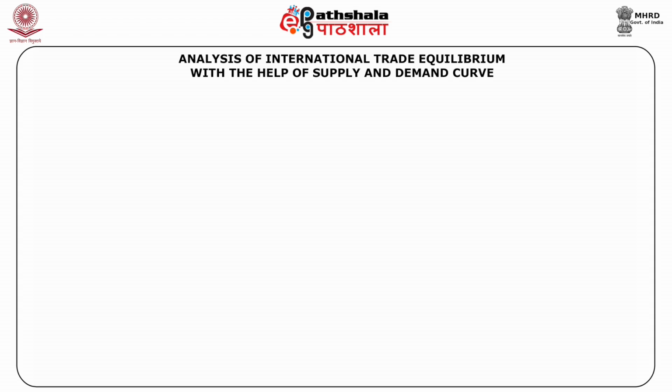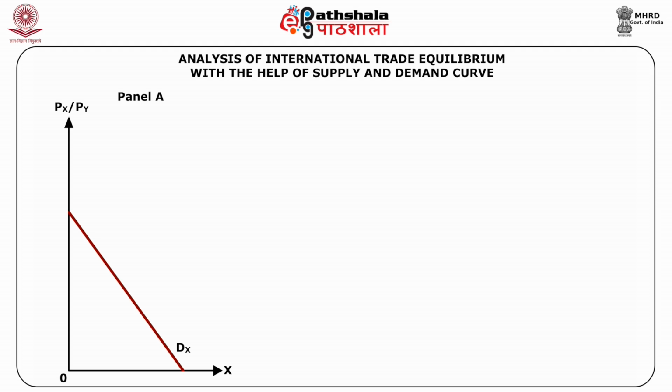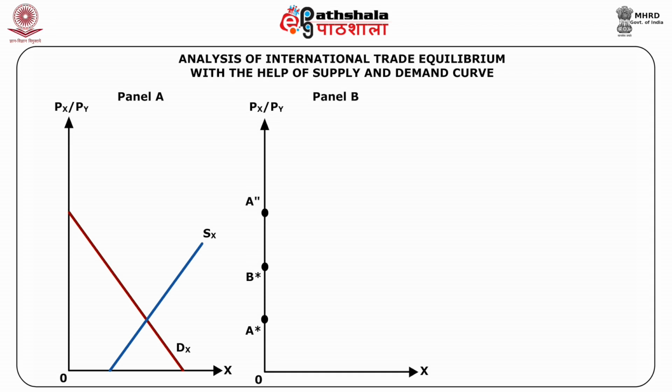In the diagram, panel A depicts the price of commodity X on the vertical axis and the quantity of the commodity on the horizontal axis. Dx is the demand curve and Sx is the supply curve of commodity X in nation 1. Panel 2 shows the demand D and supply S of commodity X, where the world equilibrium price and quantity are at the point of intersection of world demand and supply of commodity X, that is at point E dash.